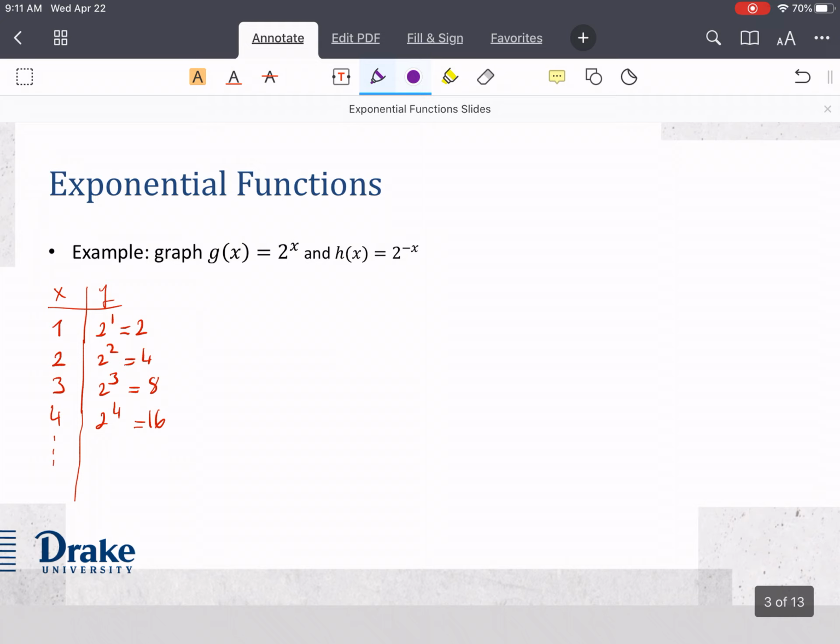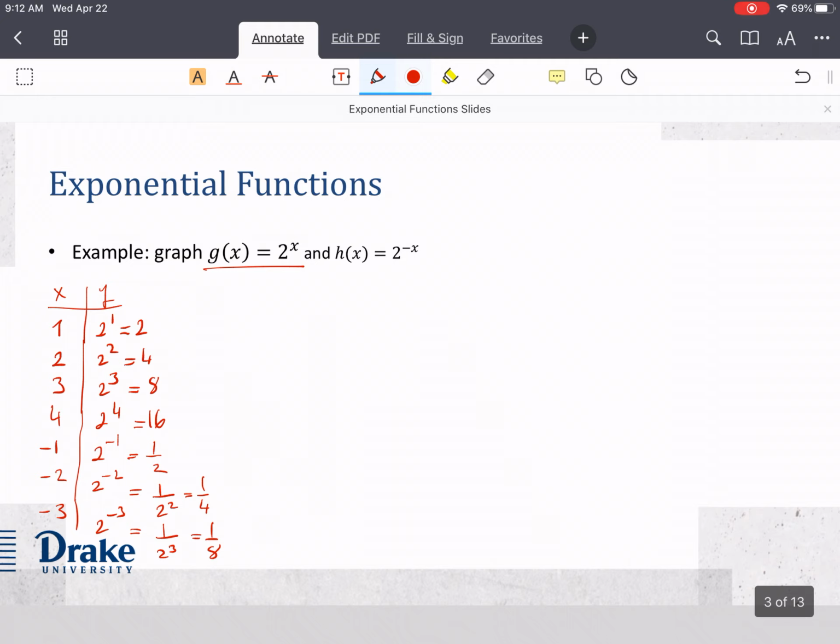Here on the left hand side we can continue with the negative numbers as well. Let's take a look at some negative numbers for g. What if we try negative 1? It'll be 2 to the negative 1, which is equal to 1 over 2. If we do negative 2, you get 2 to the negative 2, which is equal to 1 over 2 squared, which is 1 over 4. And if we try negative 3, then we get 2 to the negative 3, which is equal to 1 over 2 cubed, which is 1 over 8.